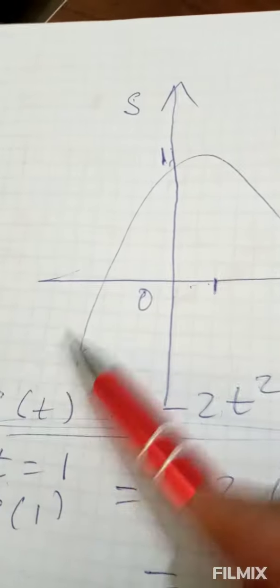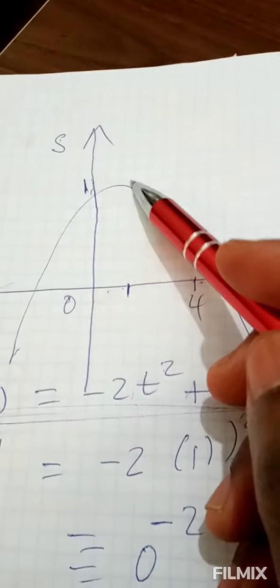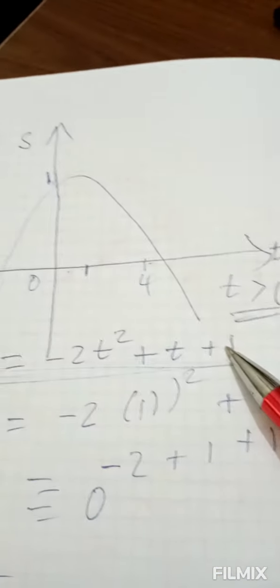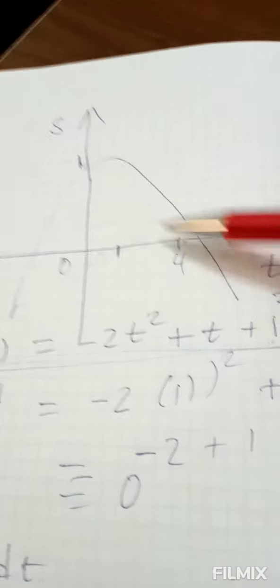So when you look at the graph, from this side until it reaches this side, it is increasing. Then from 1 going to infinity, it is decreasing. So the distance here is decreasing. So the particle moves minus 27 units in deceleration. So that's the distance moved from time 1 to 4.